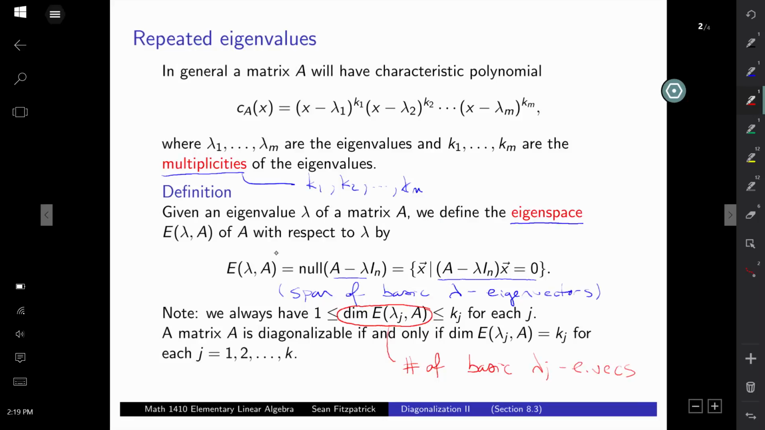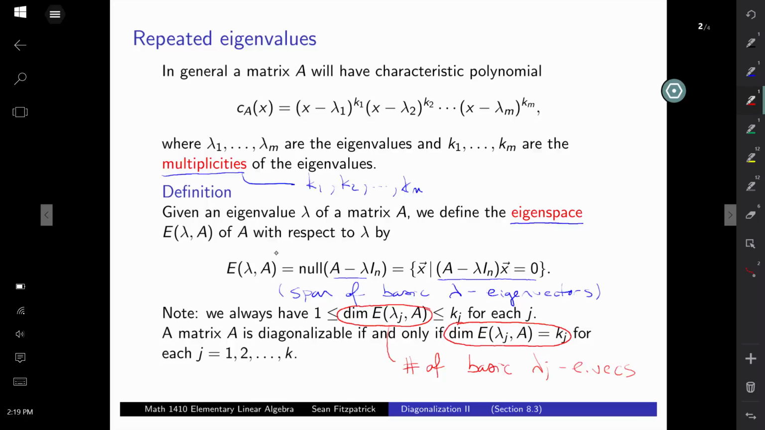So the question of when you can diagonalize in the setting of repeated eigenvalues: you can diagonalize as long as the dimension of each null space matches the multiplicity. If they're equal, you can. It might be less, and if the dimension ends up less, then you can't diagonalize.